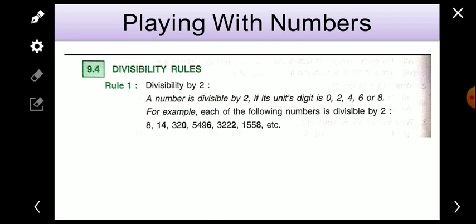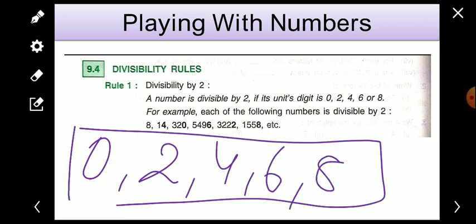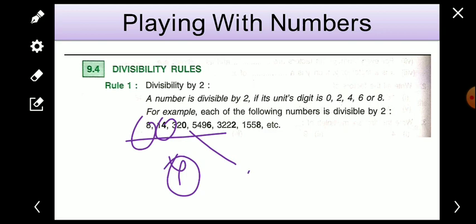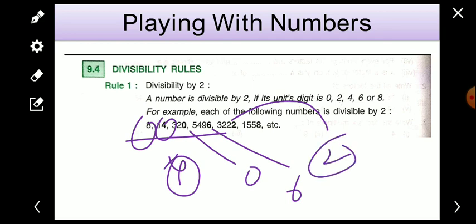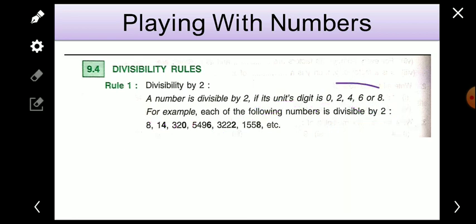It is a very simple rule: if any number has 0, 2, 4, 6 or 8 at the unit place, then that number will be divisible by 2. Here you can see the examples: 14 has 4 at the unit place, 320 has 0, 5496 has 6, this number has 2 and this number has 8 at the unit place. So these numbers are divisible by 2. We just focus on the unit digit. If the unit digit is 0, 2, 4, 6 or 8, then the number will be divisible by 2.